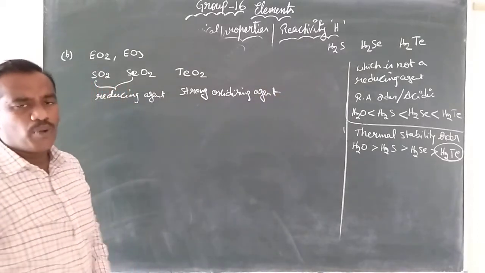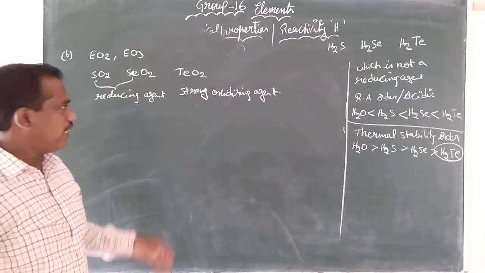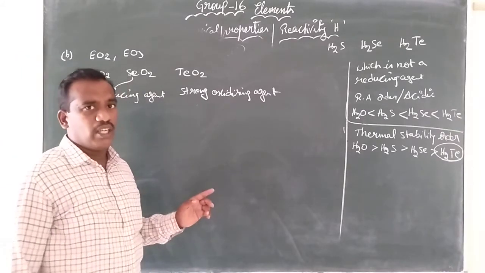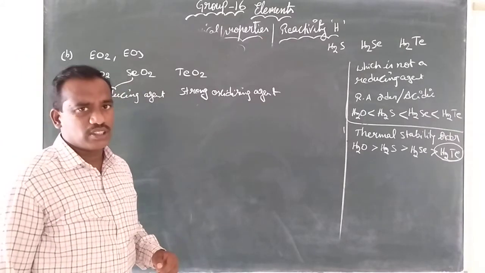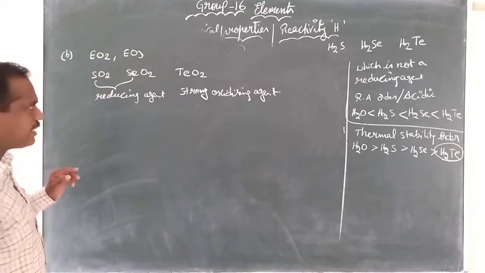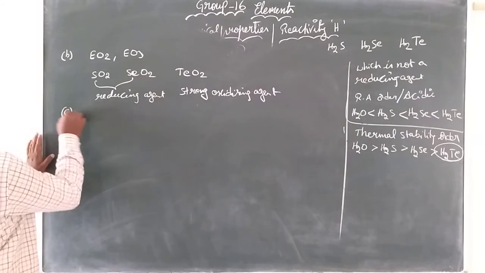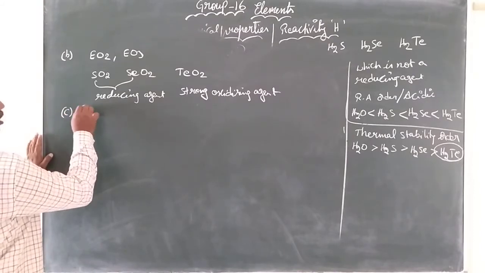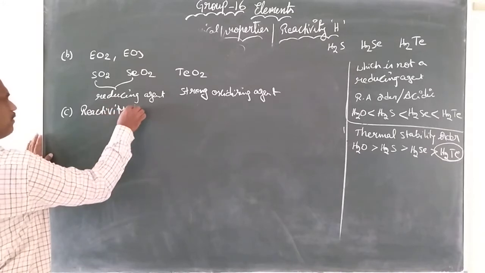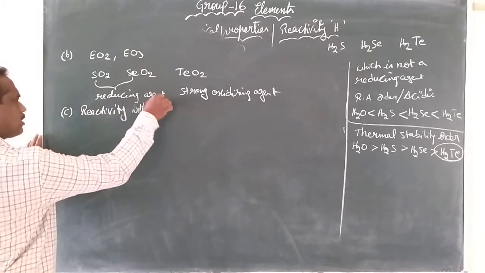This is an important area to be studied, because we will be learning this concept again in the chemical properties of sulfur dioxide. So after these oxides, what had we learned? Reactivity with halogens.